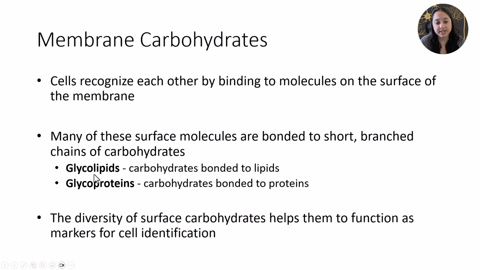Glyco usually refers to carbohydrates. So glycolipids are lipids that have carbohydrates stuck on. Glycoproteins are proteins that have carbohydrates stuck on. Having this wide diversity of surface carbohydrates can help them function as markers for cell identification, because even if there are different glycoproteins, they might not all have the same carbohydrate. So having different ones there helps serve as markers for cell identification.